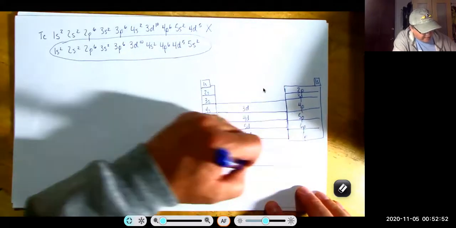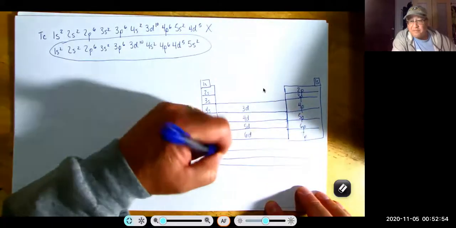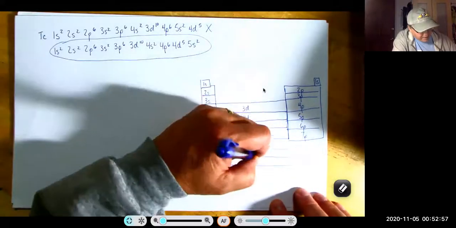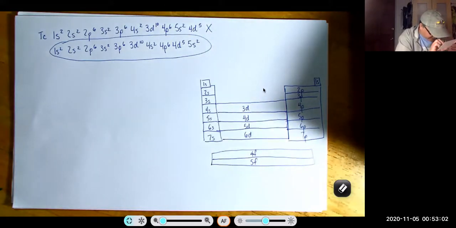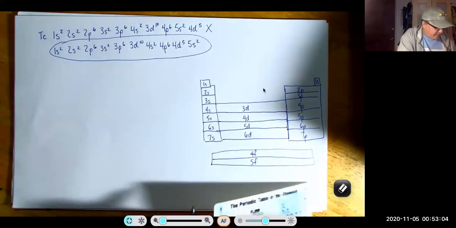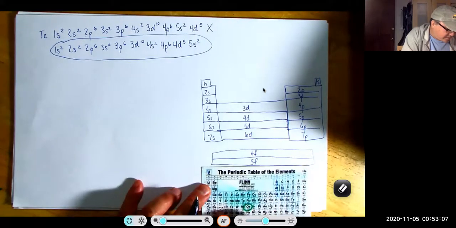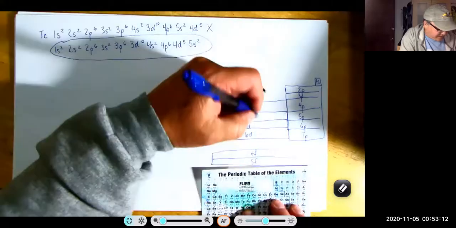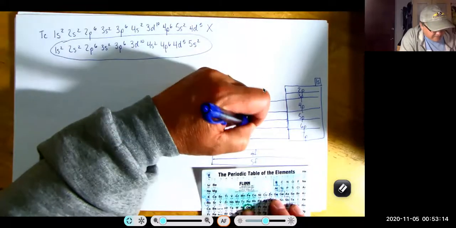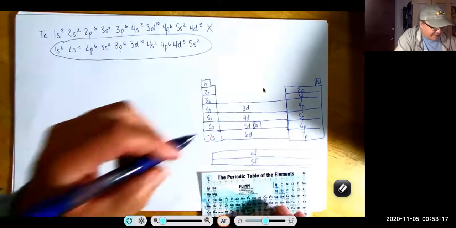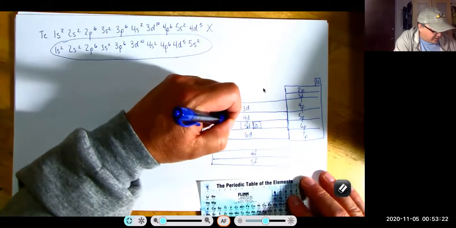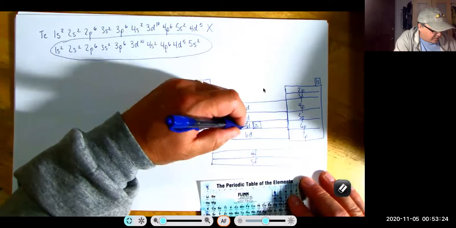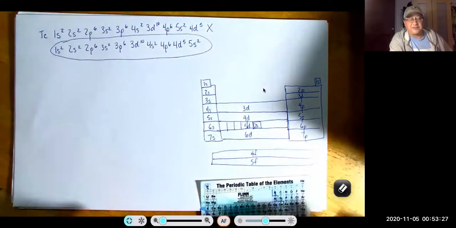And then we have the f block, which starts with 4. So we have 4f and 5f. Now, where's osmium in all of this? Osmium is, let's see, 1, 2, 3, 4, 5, 6. Osmium is right here, and it's 6 elements over. So let's see, 1, 2, 3, 1, 2, 3, 4, 5, 6. So that's where osmium is.